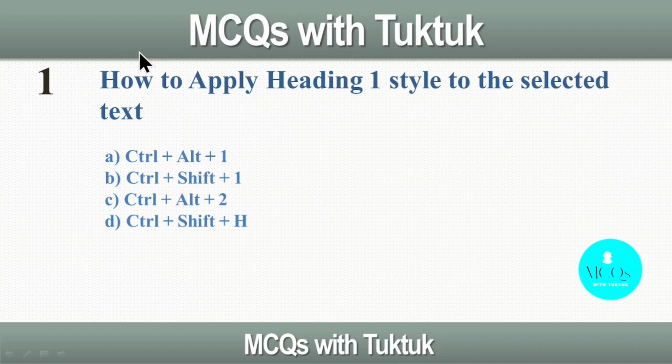In this video, we'll see 30 most important MCQs related with MS Word. Our first question: how can you apply heading 1 style to the selected text? That is Ctrl plus Shift plus 1 or Ctrl plus Alt plus 1. The right answer is Ctrl plus Alt plus 1.